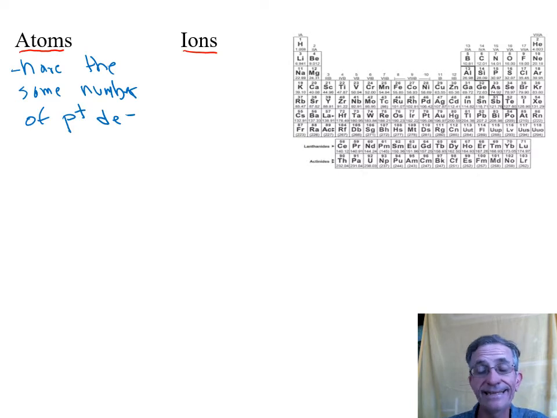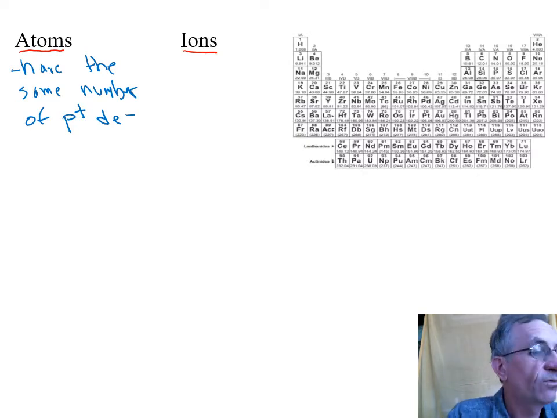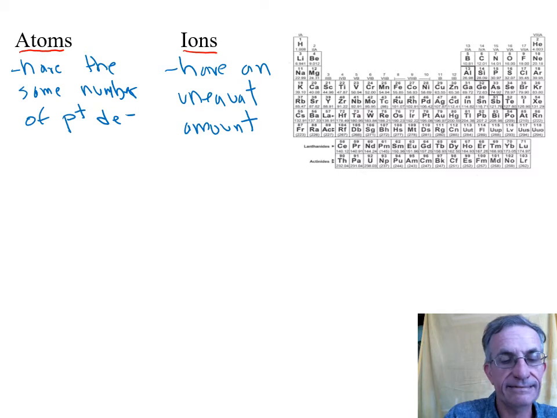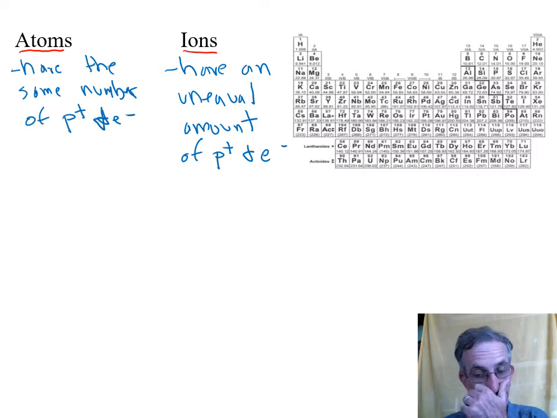Now, in an ion, that's not true. In an ion, we'll say they have an unequal amount of protons and electrons. So the electrons and protons, that's an and symbol there, they're not the same. All right, so how am I going to tell you the amounts of anything?